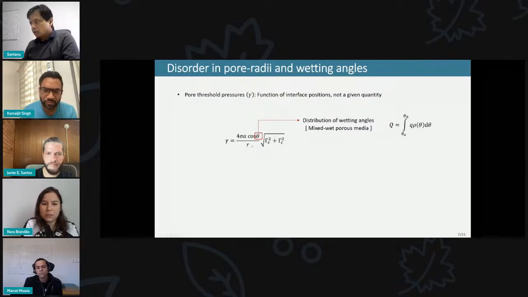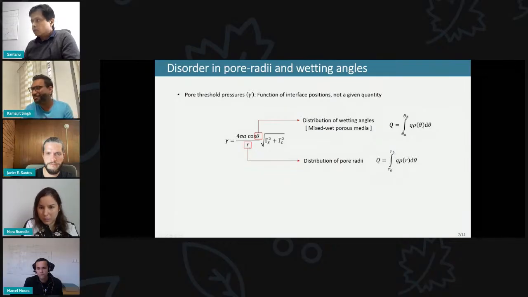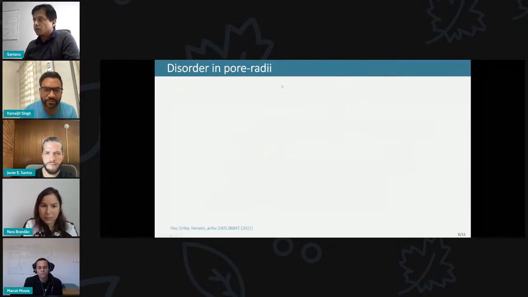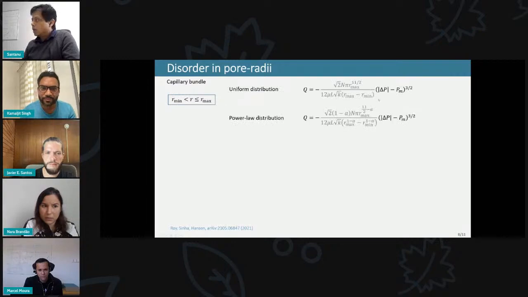We can also take a distribution of the R, pore radii, and we can find the total flow rate here by integration. And also remember that this R also appears in the expression for Q here. So these are two integrations, over theta and R, with different dependencies on R and theta. So we studied these two problems individually. The distribution of these is in the pore radii. Here, first we started with the capillary bundle model, where we get, both for uniform distribution and for power law distribution, this 3/2 exponent.